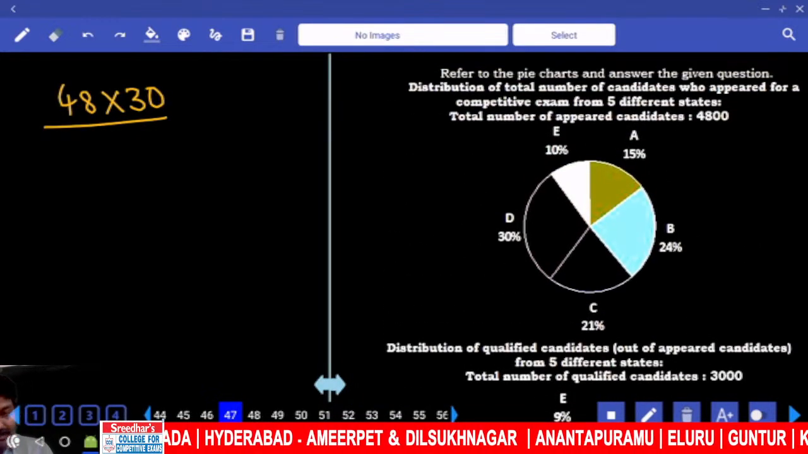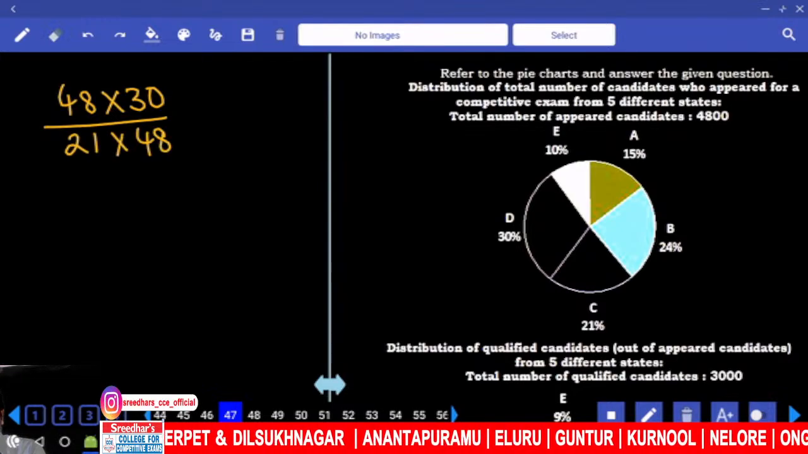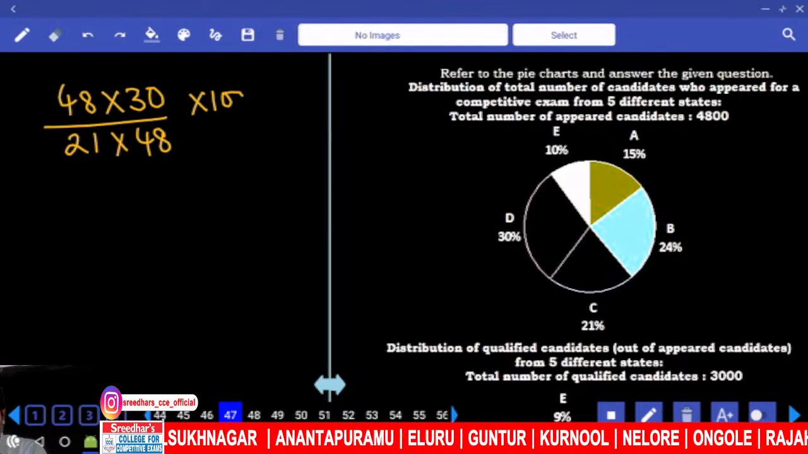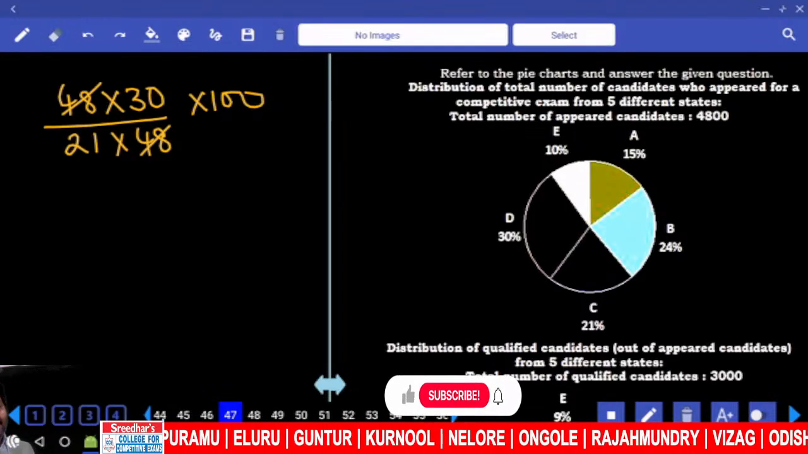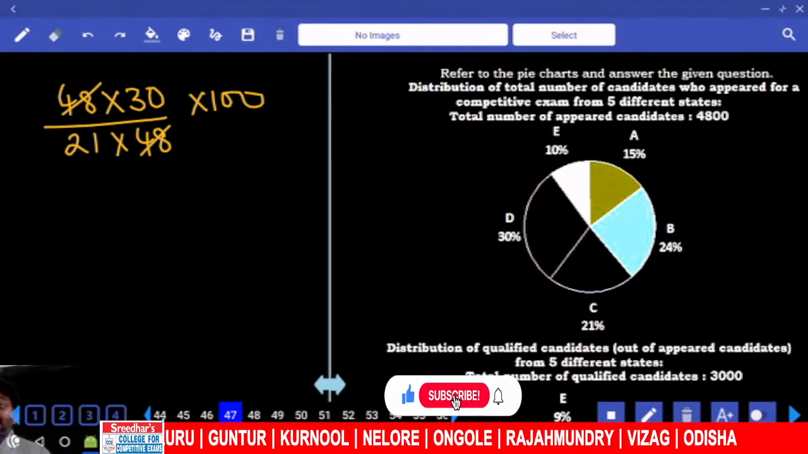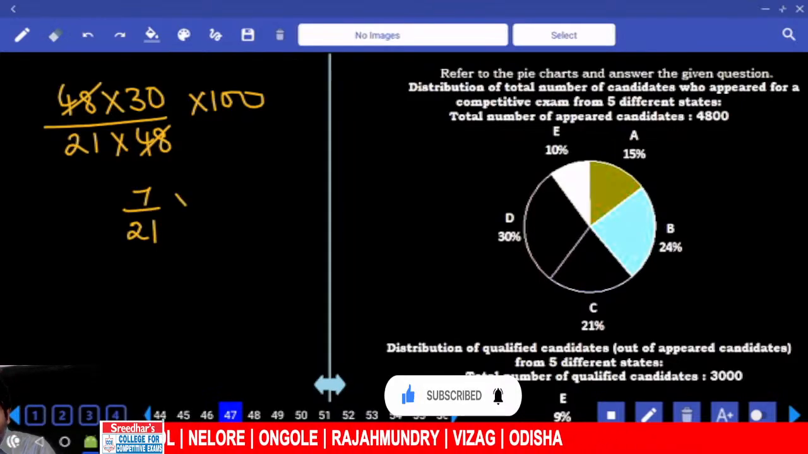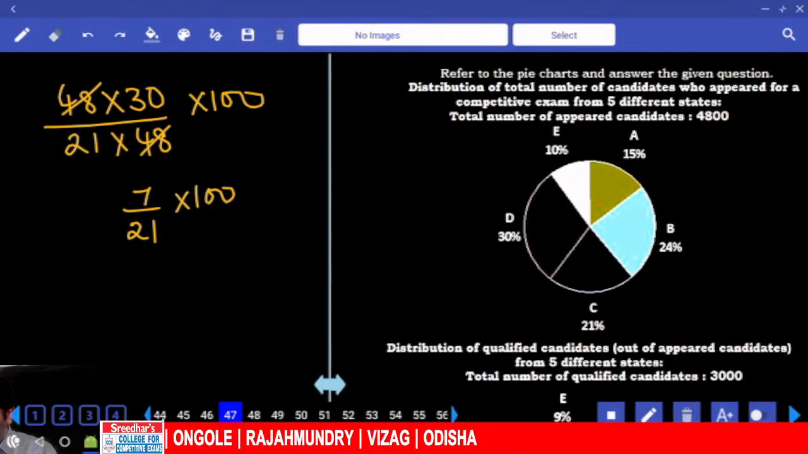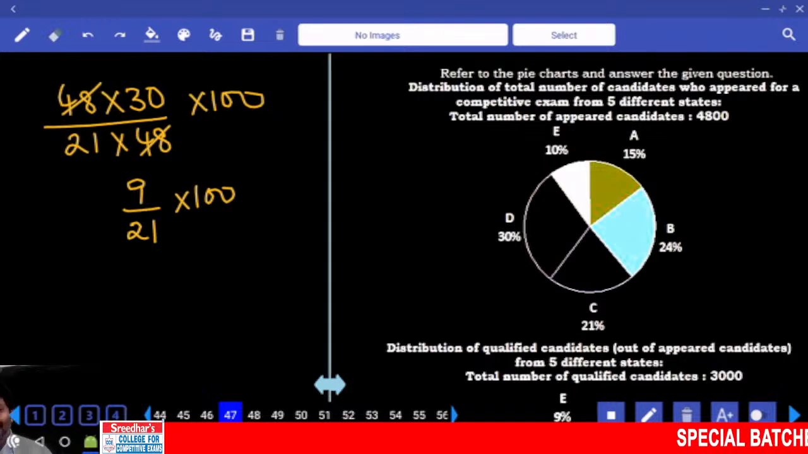Then appeared students from state C, 21%, calculated on 4,800. 1% is this much, into 48 cancel. Now numerator is 30, denominator 21. Numerator is how much more than the denominator? 7 upon 21 into 100. This much percentage more. It is 9, right? Who said 7? Some people are born just to make me scold them. 9/21. Numerator is 9 more than denominator. Correct?